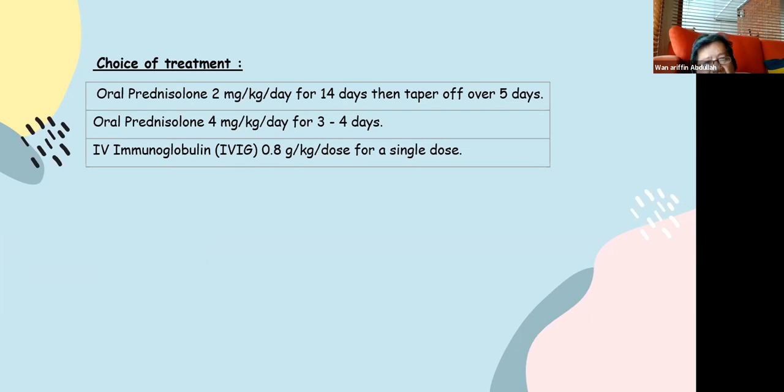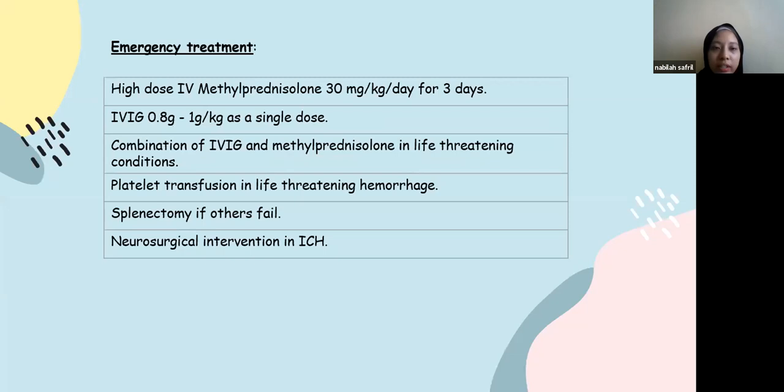Nabila, yes, go on. Next, for the initial treatment, in cases of severe bleeding, for example when the hemoglobin levels become low, like in gastrointestinal bleeding, we give a high dose of intravenous methylprednisolone, and then intravenous immunoglobulin. Next is a combination of intravenous immunoglobulin and methylprednisolone in life-threatening conditions, like transfusion in life-threatening hemorrhage. And if all these modalities fail, then we can carry out splenectomy and neurosurgical intervention in case of intracranial hemorrhage. So all this is platelet elevating therapy, all right?